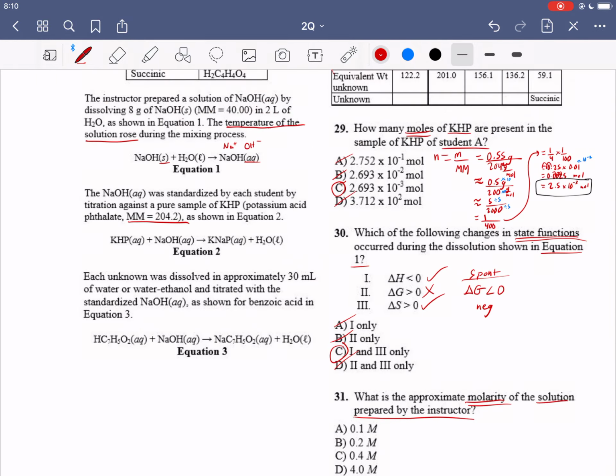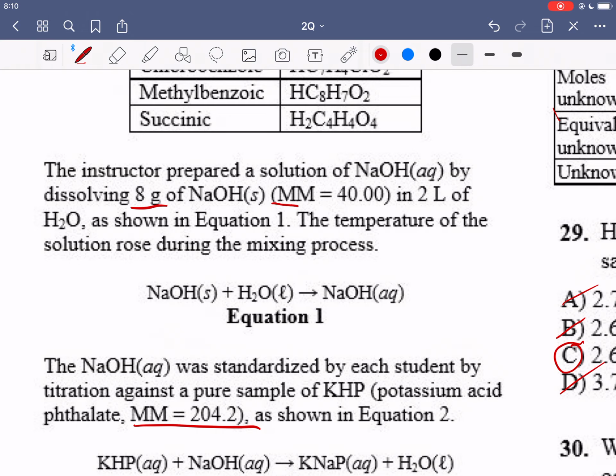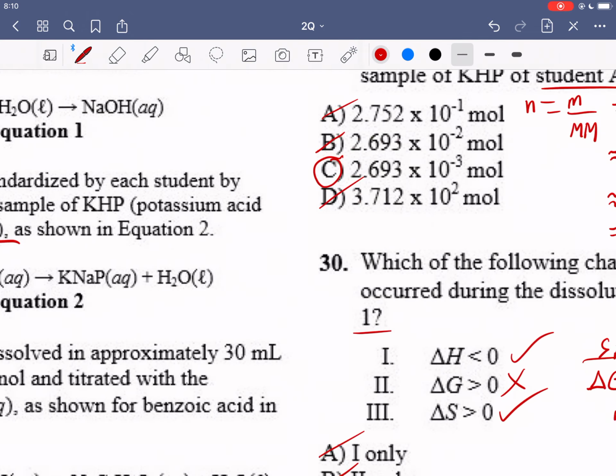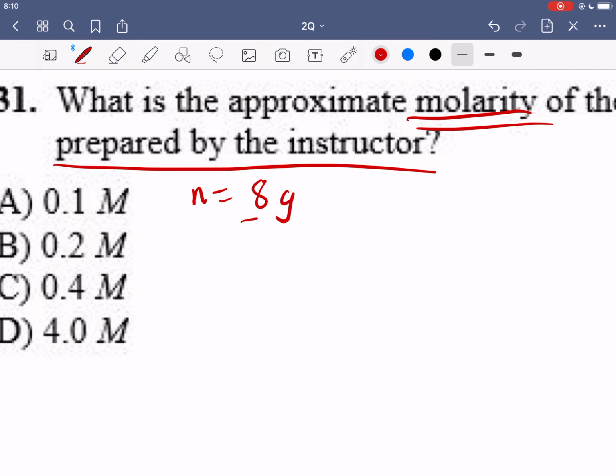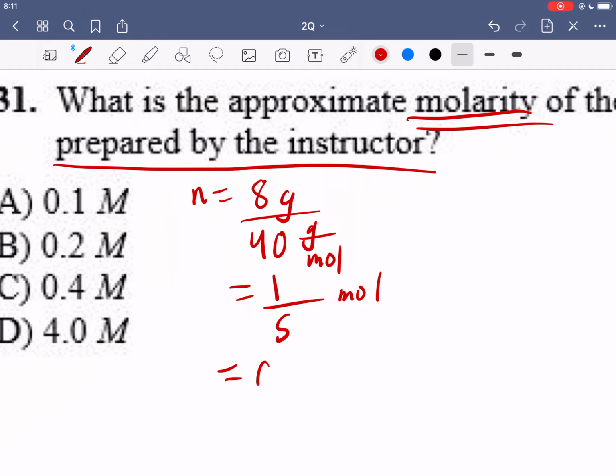And I can see that they used 8 grams. Here's the molar mass, and they did it in 2 liters of water. 8 grams over 40 in 2 liters. So the moles were 8 grams over 40 grams per mole. And that is just equal to, if I divide both top and bottom by 8, 1 over 5 moles, which is equal to 0.2 moles.